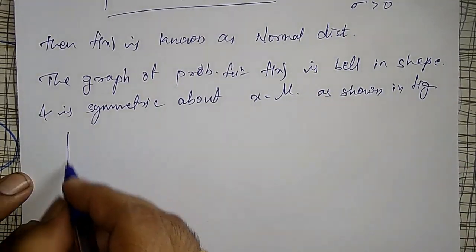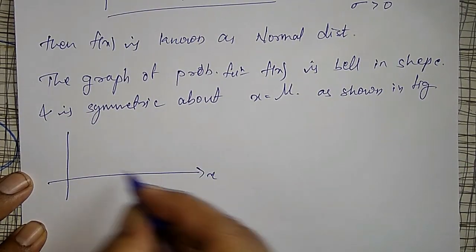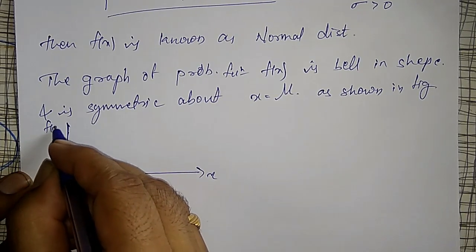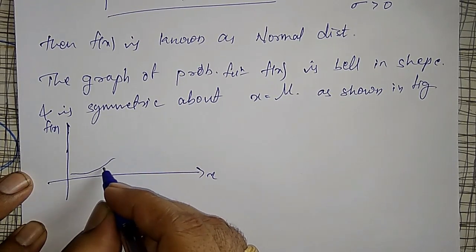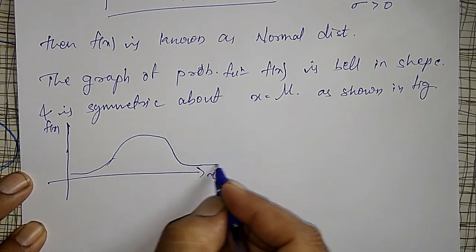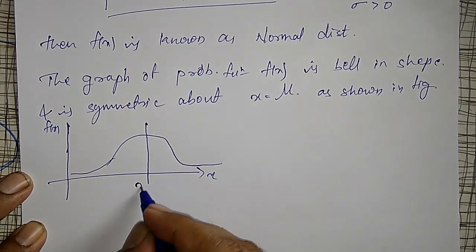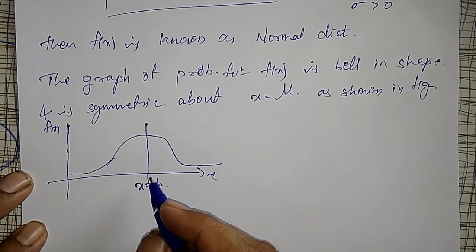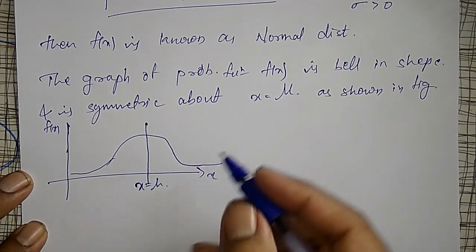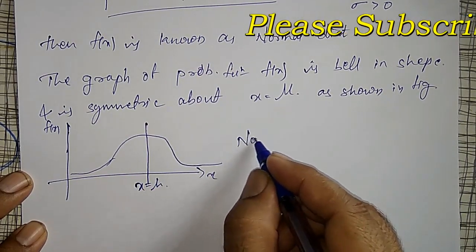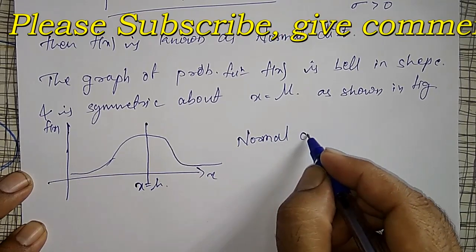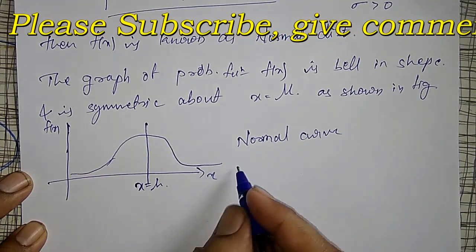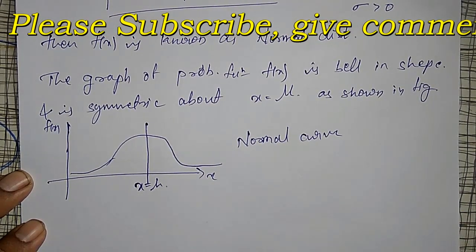that is x-axis, and this is your f of x. This is a normal distribution curve, and here x is equal to mu will be there. This is a symmetric curve. This curve is known as a normal curve, and it is not going to touch the axis, it is going to be asymptotic.